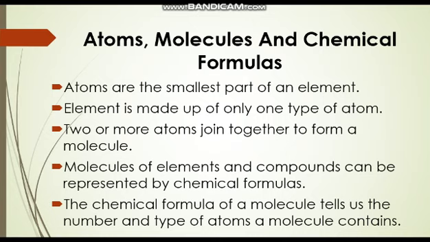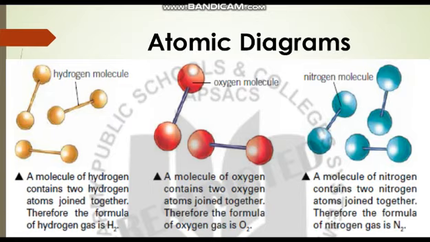Molecules of elements and compounds may come in different shapes and sizes and can be represented by atomic diagrams, models or chemical formula. The number and type of atoms a molecule has is shown by the chemical formula. A formula is written as the chemical symbol of the element followed by a number which tells us the number of atoms. Now look at these diagrams.